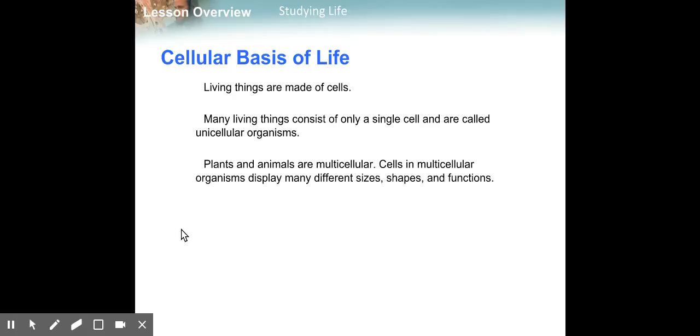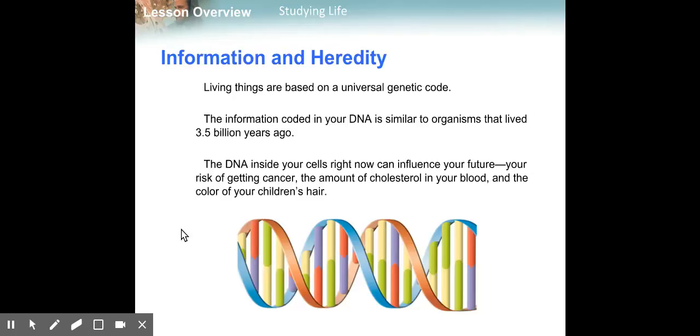The cellular basis of life, we talked about earlier: living things are made of cells. Some things are just one cell, they're unicellular. Other things are multicellular, or more than one cell. Again, the universal genetic code. What's in your DNA is controlling what happens in your body.